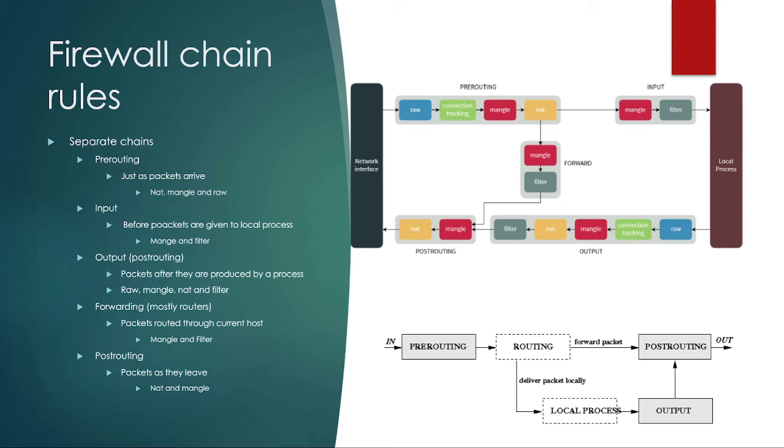Now, firewall chain rules. We have separate chains, and you can see from the image that this is going to be deciding where the packet is as it's coming into the network. So as the packets are arriving, it's considered pre-routing. As the packets are leaving, it's considered post-routing. All of these are going to have different tables, which I'll talk about in a minute. All of these separate chains are going to be dealing with the packets in different places as they go around the network.